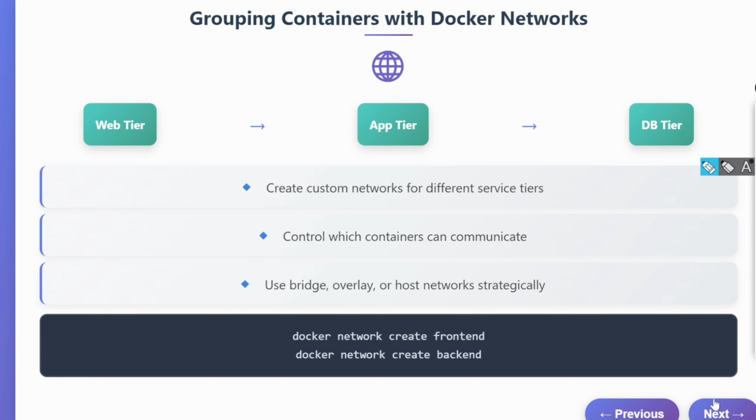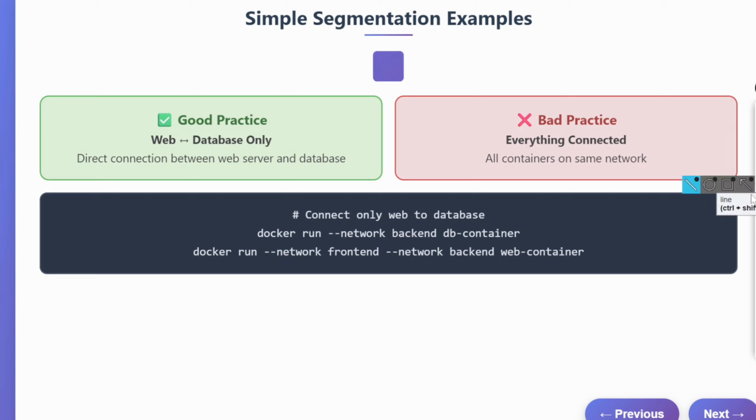Moving further, we are going to see a simple segmentation example. The good practice is a direct connection between the web server and the database, and the bad practice is all containers on the same network. Basically, what is happening here is we are allowing only the web server to connect directly to the database server. This particularly limits the exposure and keeps the other containers out of sensitive zones.